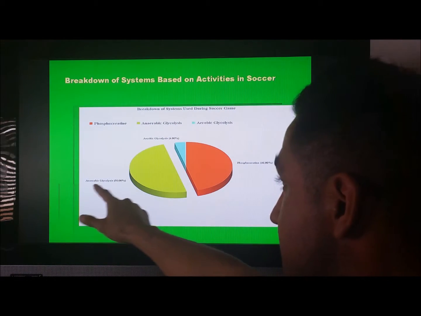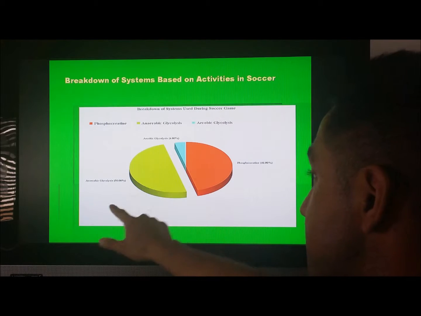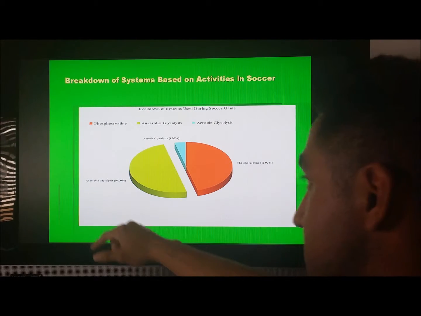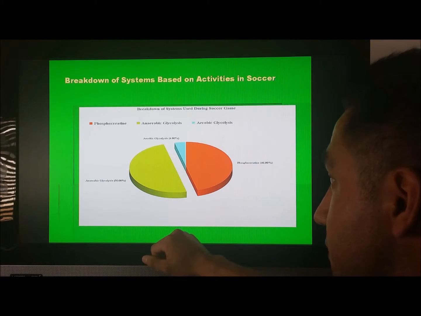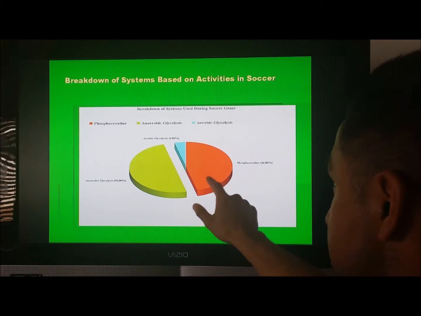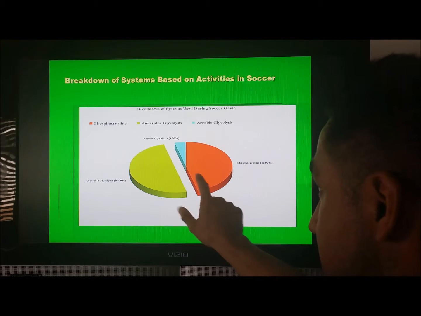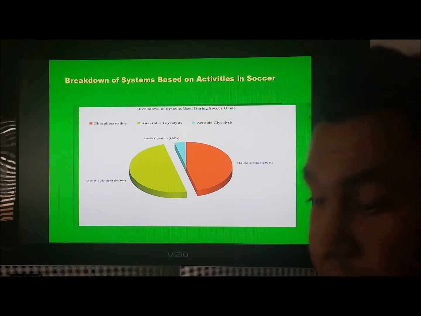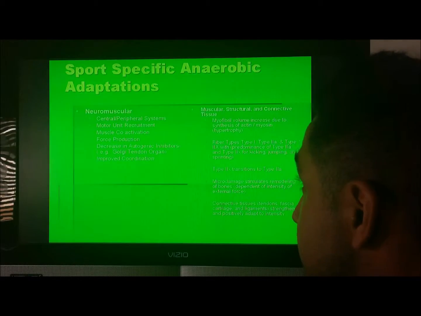So we can see the movement with a breakdown of systems by activity. You can see the amount of time spent in the anaerobic glycolytic stage as well as the phosphocreatine system. So it's predominantly there amongst the activities associated with the sport.